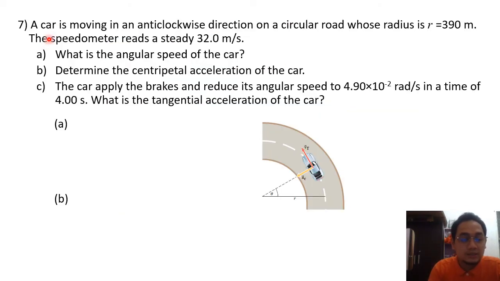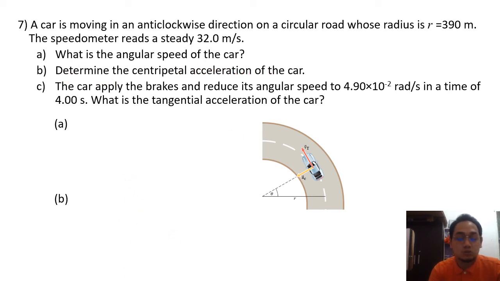Okay, next question number 7. In this question, a car is moving in an anti-clockwise direction on a circular road whose radius is r equal to 390 meters. Okay, so this is the road, and the radius is given. So the speedometer reads a steady 32.0 m/s^-1. So question A, what is the angular speed of the car? And then question B, determine the centripetal acceleration of the car.